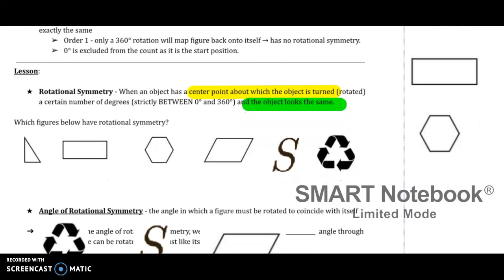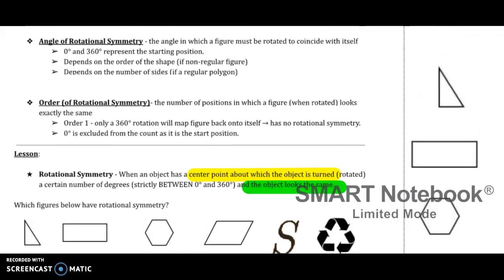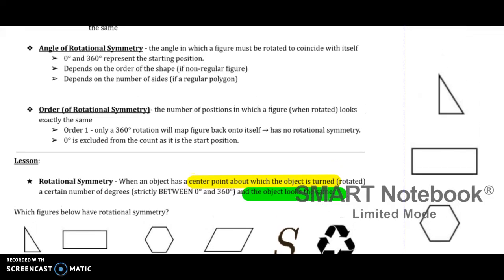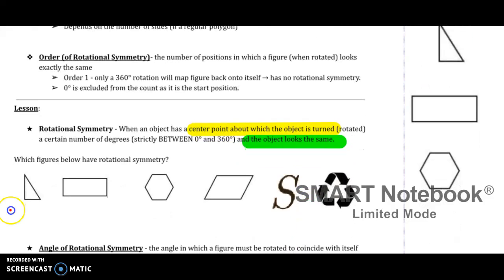So if a figure only rotates 360 degrees to map back to itself, that does not have rotational symmetry. It needs some other angle measure that it can rotate by to map back onto itself. For example, let's take a look at this triangle. If I rotate this, it doesn't look the same yet. It still doesn't look like it's back in its original position. I have to go a full 360 with this triangle. So this triangle does not have rotational symmetry, because only a rotation of 360 degrees maps the triangle back to itself.